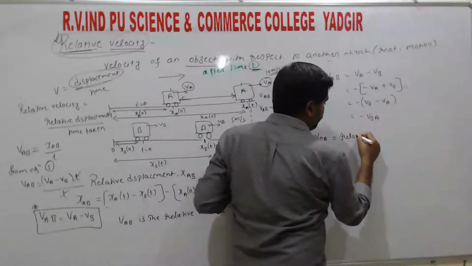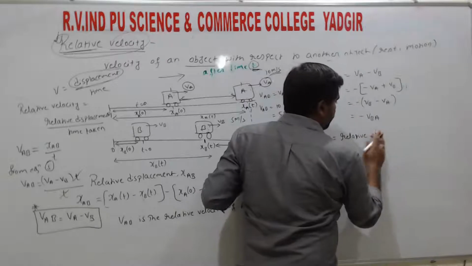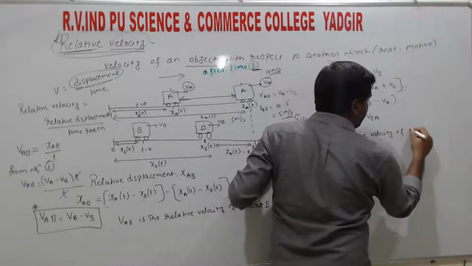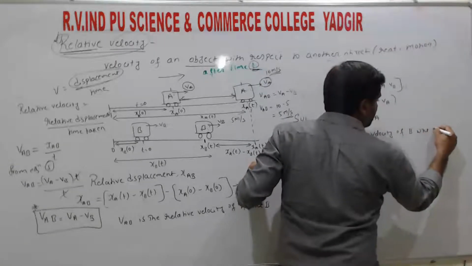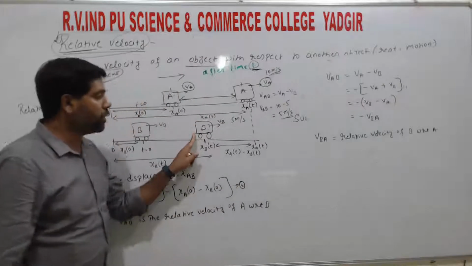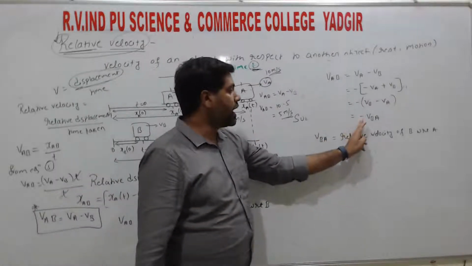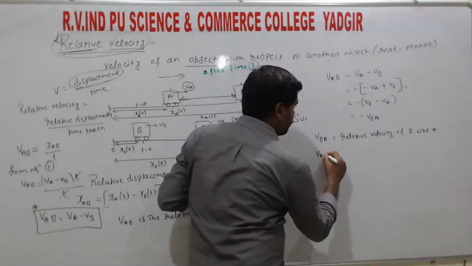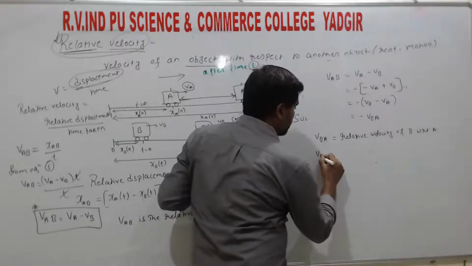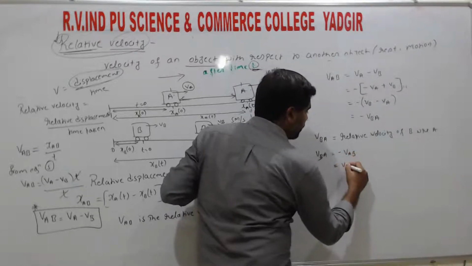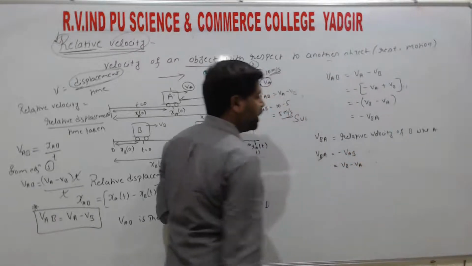The relative velocity of B with respect to A, right? So the relative velocity of B with respect to A is minus VAB. So VBA equals minus VAB, which can be written as VB minus VA.